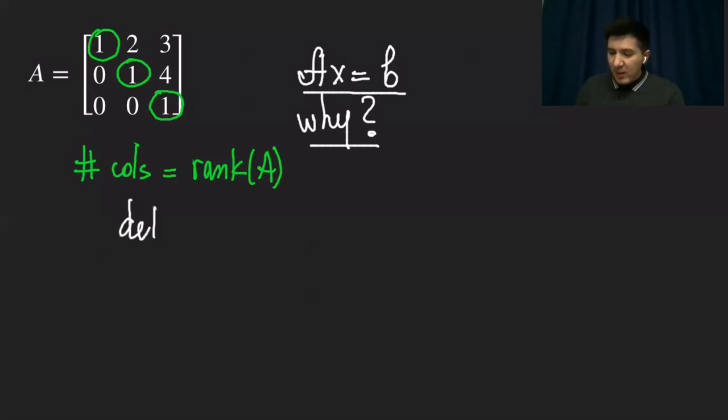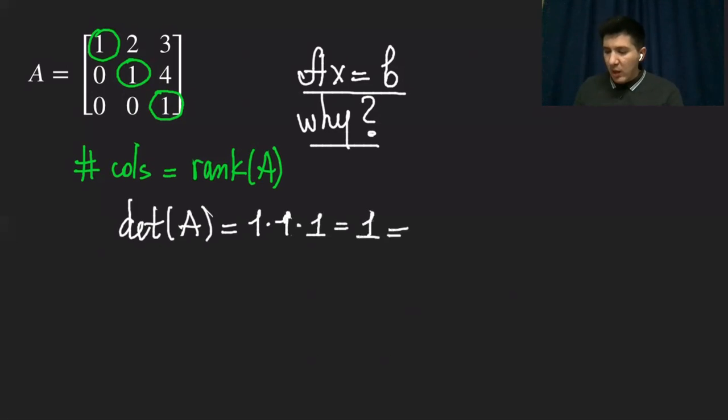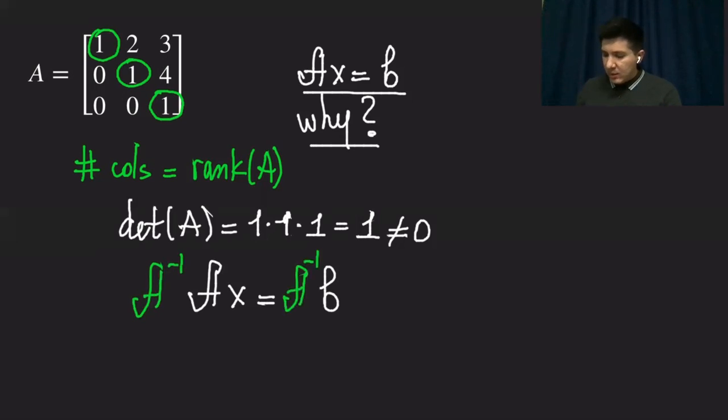The determinant of this matrix A, since this is an upper triangular matrix, is just the multiplication of its diagonal entries. So it's going to be 1 times 1 times 1, simply equal to 1, which is not equal to 0. It means that your matrix has an inverse. So if you are given the system of linear equations Ax = b, no matter what the right-hand side b is, you can always multiply both sides by the inverse of A and get the solution x. It's simply A inverse times b.